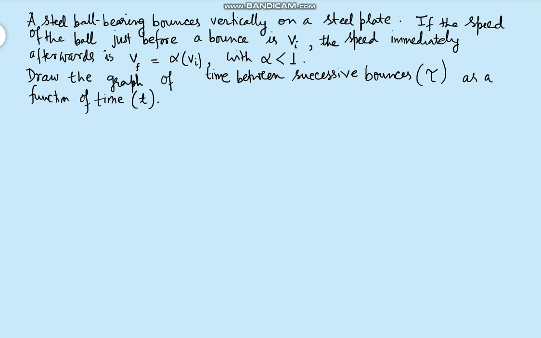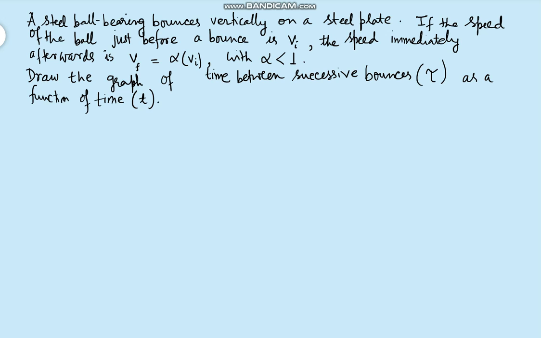A steel ball bearing bounces vertically on a steel plate. If the speed of the ball just before a bounce is Vi and the speed immediately afterwards is Vf, that is alpha times Vi, with alpha less than 1, draw the graph of the time between successive bounces as a function of time.